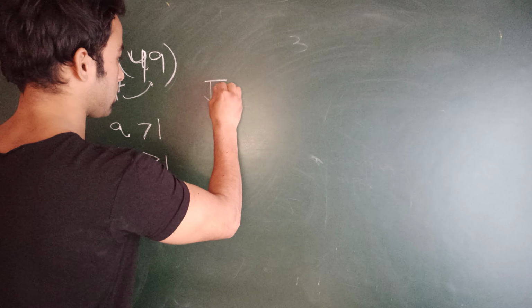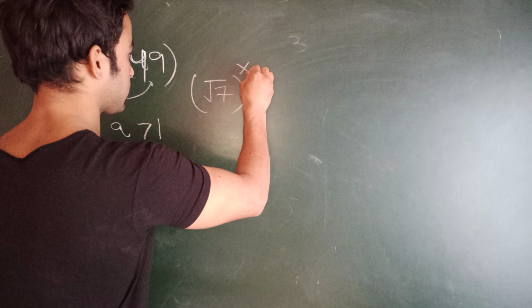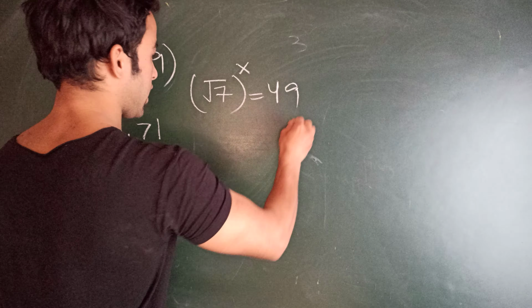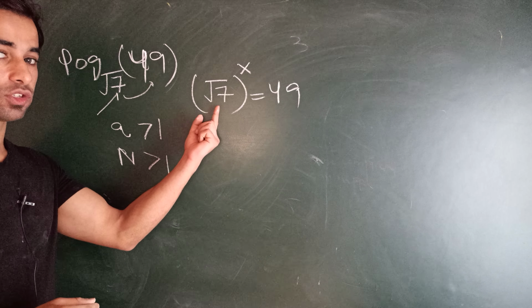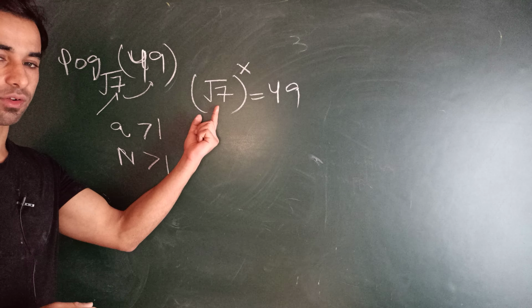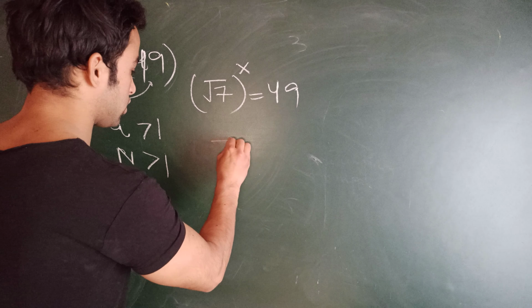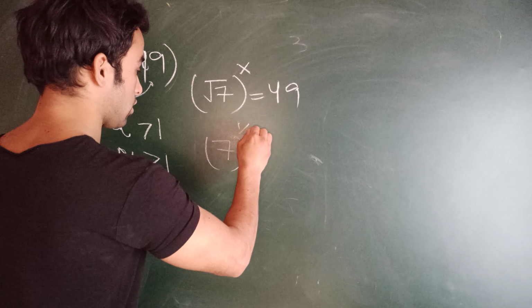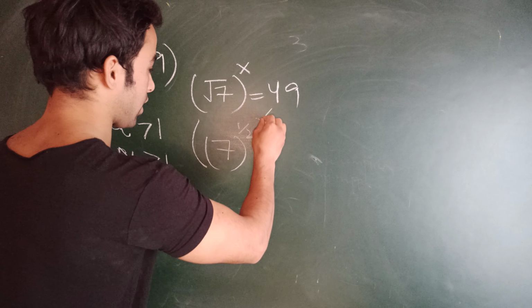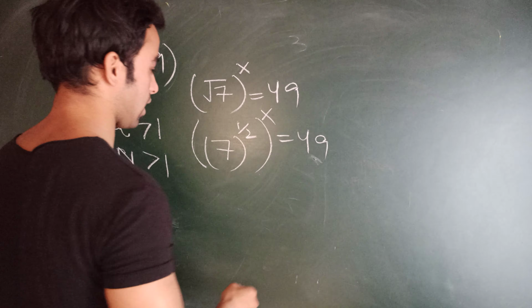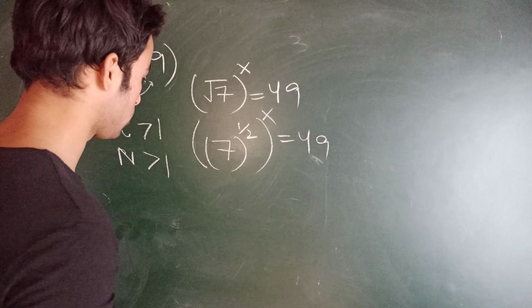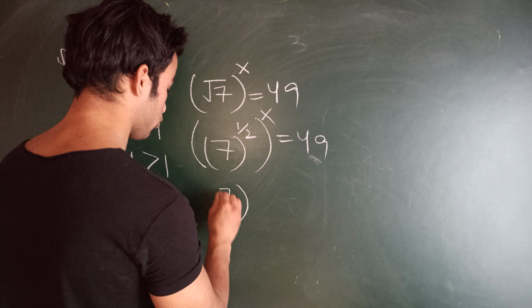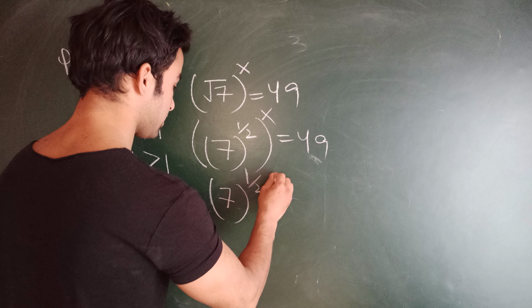That means root 7 has been raised to the power of x, and I got the value 49. Now root 7 is actually 7 to the power of 1 by 2, because root can be written as the power 1 by 2. So if we have a power of a power, we can multiply them together. This becomes 7 to the power of 1 by 2 x.